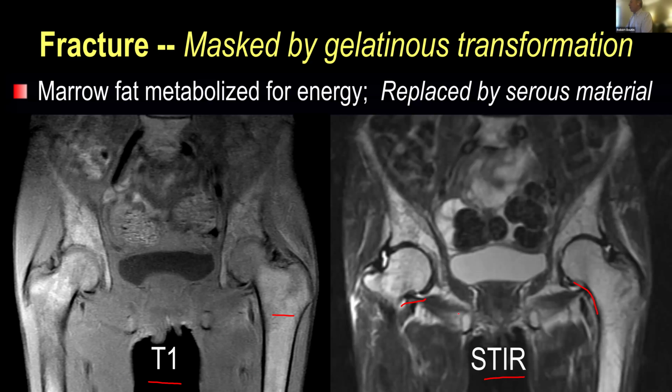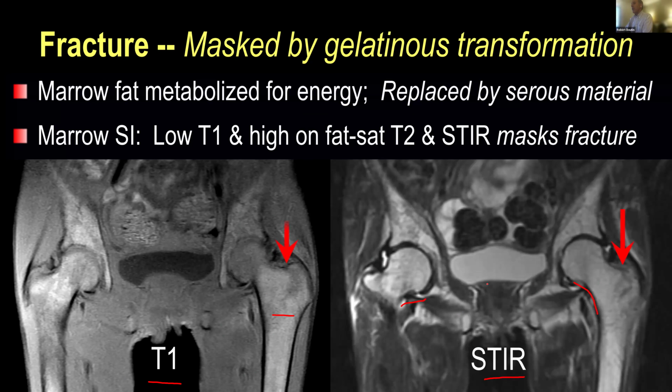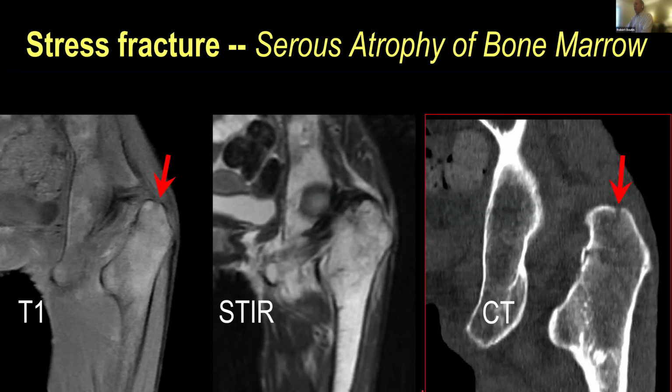So it turns out with advanced anorexia, marrow fat is metabolized for energy, and it's replaced by a serous or gelatinous material that has this low signal intensity on T1 and this high signal intensity diffusely on T2 and STIR images, and it sort of masks this fracture. We don't see the edema adjacent to the fracture.